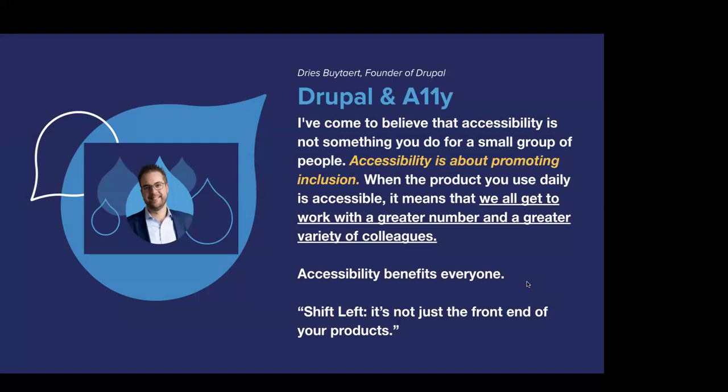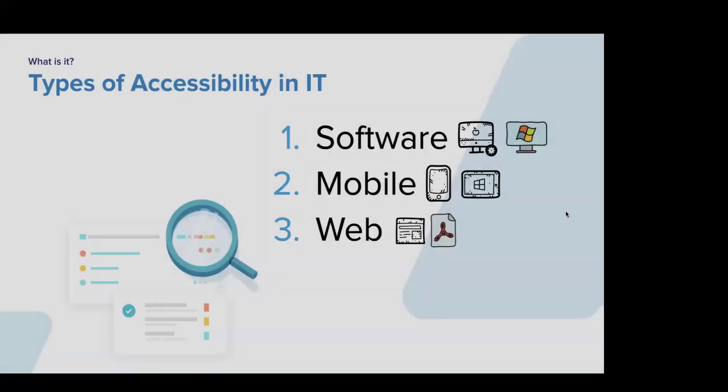I really like this quote here by Dries, who's the founder of Drupal, if you're not familiar. Especially the middle line here, accessibility is all about promoting inclusion. And as I'm getting back into accessibility, I'm realizing that it's as important for our colleagues and our teams, the people that we work with, as it is for the front end result of our products. So it's a bigger topic, a deeper topic, but ultimately accessibility benefits everyone. So it's good to embrace the new concept of shift left.